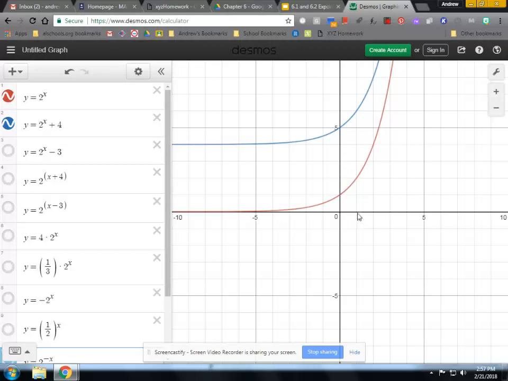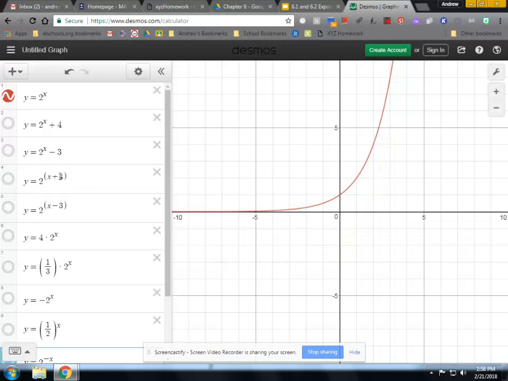Right here at x is 1, y is 2. 2 to the 1 power is 2. Moved it up 4. 1, 2, 3, 4. So all the points just shifted up 4. Same thing if you subtract 3, it moves down 3. 1, 2, 3. Every point on the line moves down 1, 2, 3. So it's the exact same shape, exact same graph, just shifted down 3.